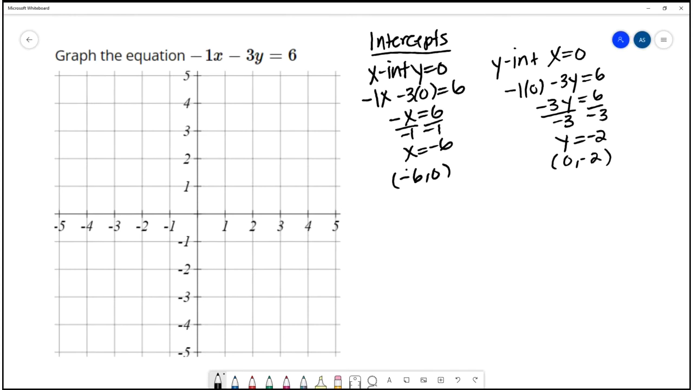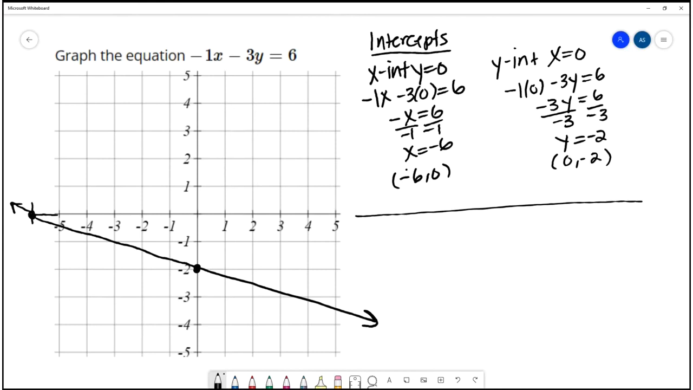So to graph using the intercepts, we're going to plot those two intercepts, 0, negative 2, and negative 6, 0, which is off our grid here. And we connect those 2 points with a straight line. So as an alternative, we can graph using slope-intercept form.